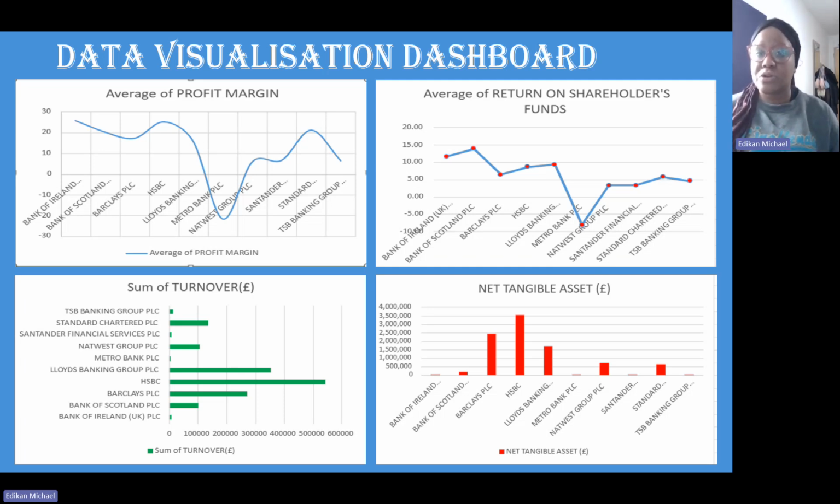Also on the graph of the return on shareholders funds, it can be seen that Bank of Scotland has the highest while Metro has the lowest. And on the bar chart for turnover, it can be seen that HSBC has the highest, while Metro has the lowest. And lastly, under the graph for net tangible assets, it can be seen that HSBC has the highest, while Bank of Ireland has the lowest.